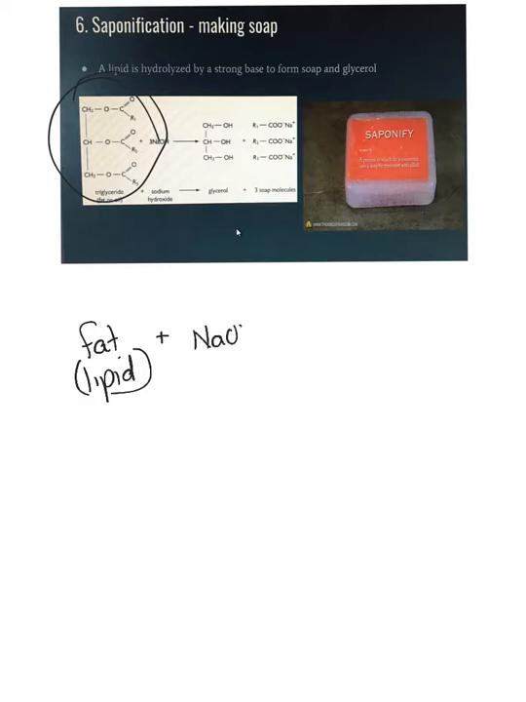All right, chemical reaction number 6 is a pretty easy one. You do not need to memorize this stuff over here, but you do need to know the word equation for saponification, and that is a fat, sometimes they call it a lipid, and a strong base, which they generally use sodium hydroxide, will give you soap and glycerol.